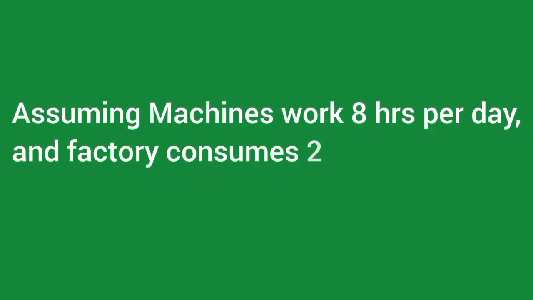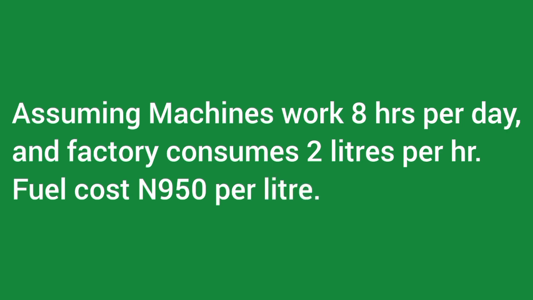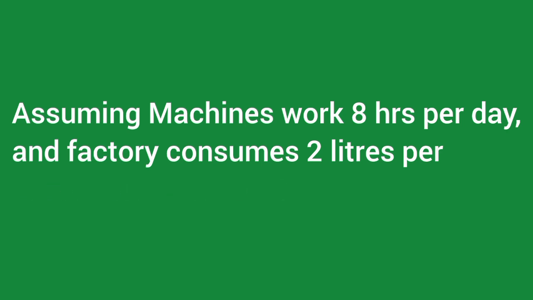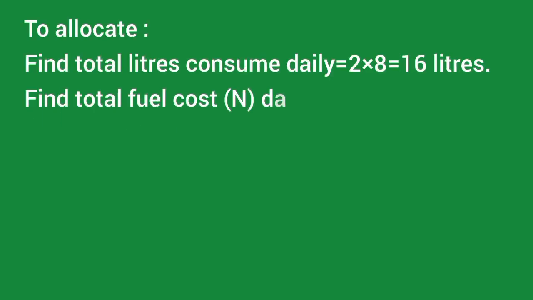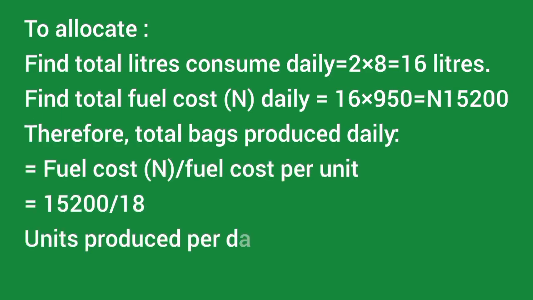Allocation of fuel cost. Allocate fuel cost using machine hours. Assuming machines work 8 hours per day and the factory consumes 2 liters per hour, and fuel costs 950 naira per liter, how do you allocate? To do this, find the total liters consumed daily, which will be 2 liters per hour multiplied by 8 hours for the day. That gives you 16 liters.